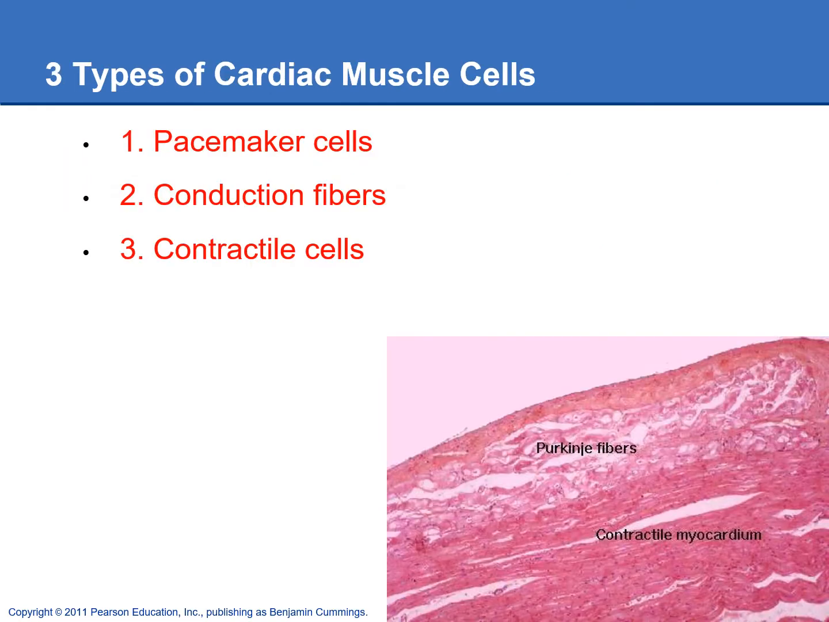There are three different types of cardiac muscle cells: pacemaker cells, conduction fibers, and contractile cells. In this picture on the bottom, you can see a bunch of contractile cardiac muscle cells that make up most of the myocardium. And these Purkinje fibers are actually conduction fibers. They're going to take the action potentials generated by the pacemaker cells and deliver those to the contractile cells to make them contract.